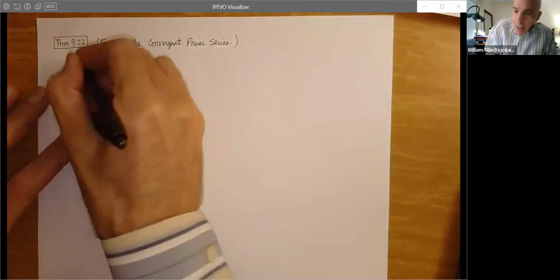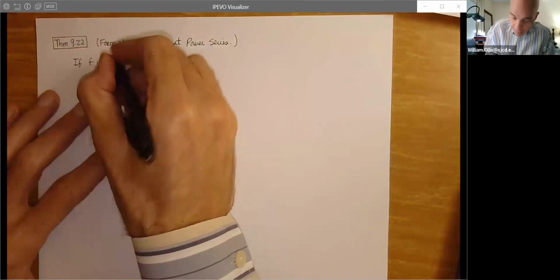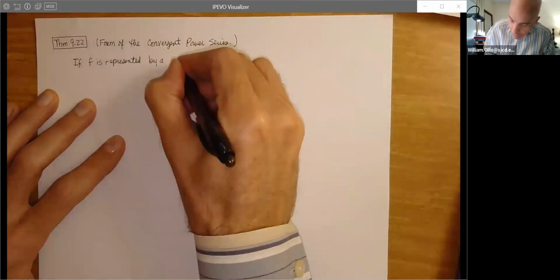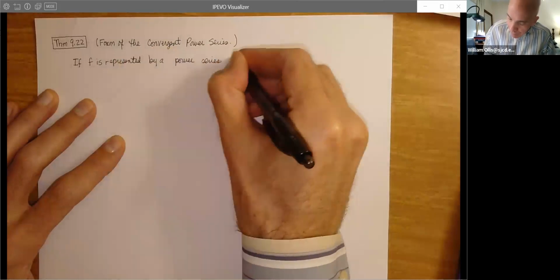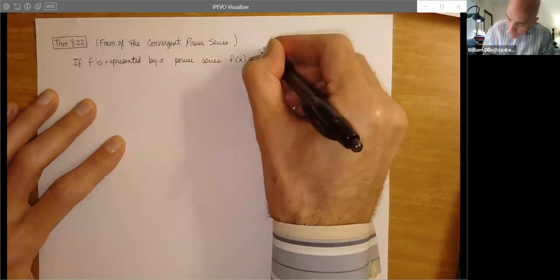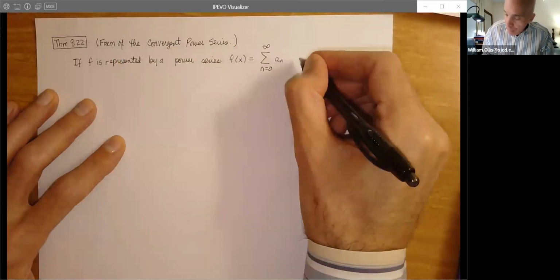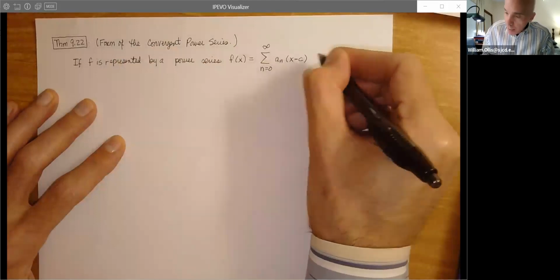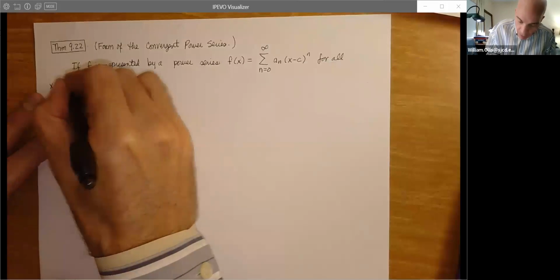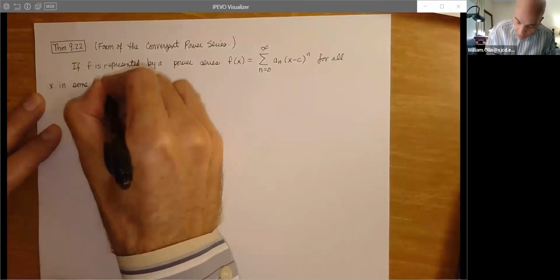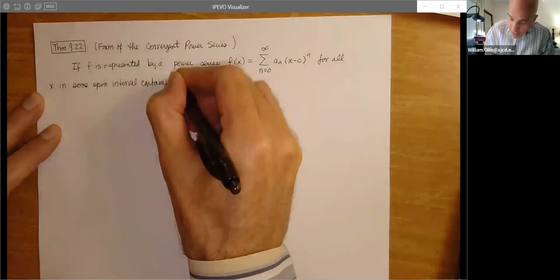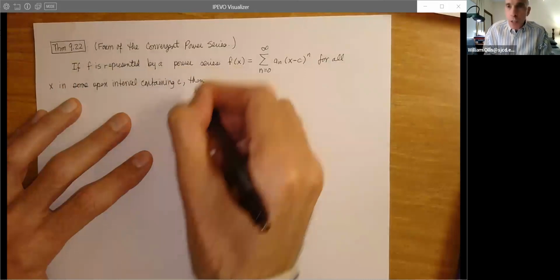If f is represented by a power series, and we'll write it in the standard form, just like what we did with the Taylor polynomial, we use the standard coefficient a sub n centered at c, or expansion point c, for all x in some open interval containing c.